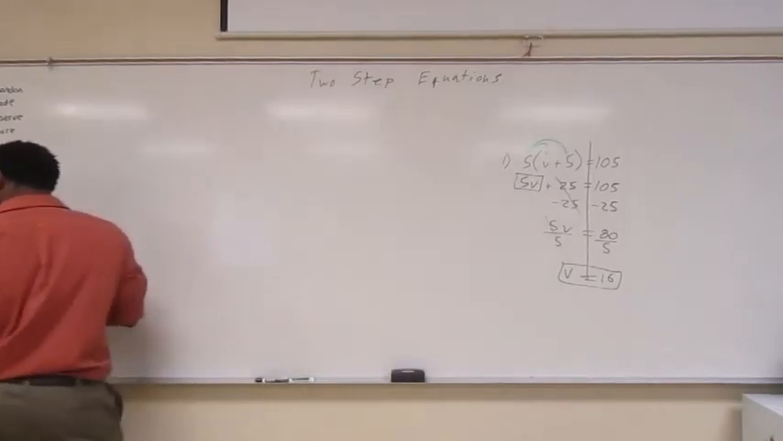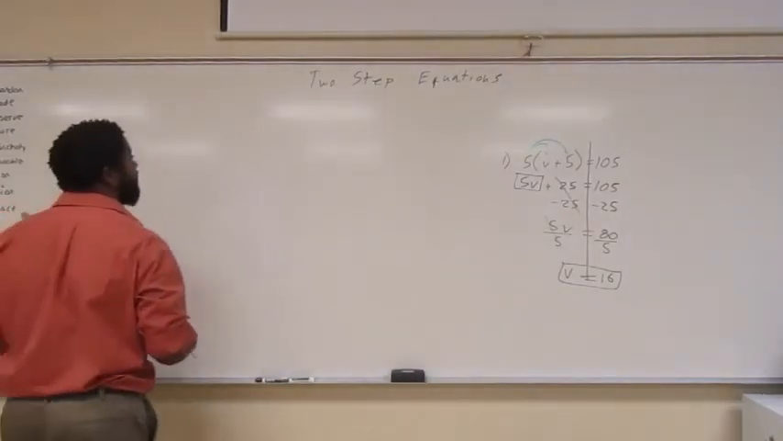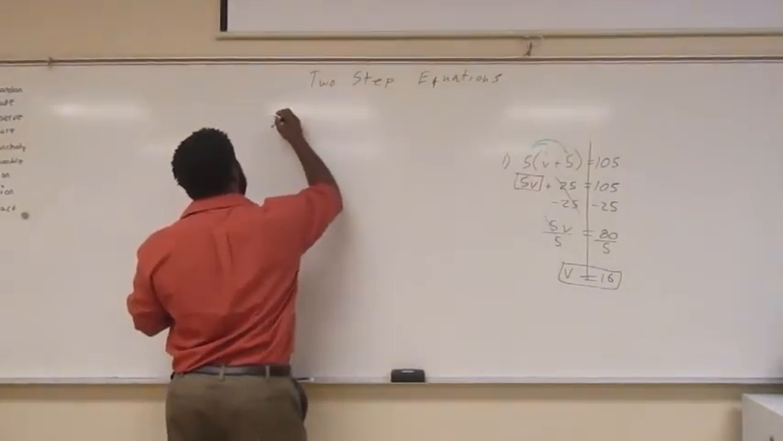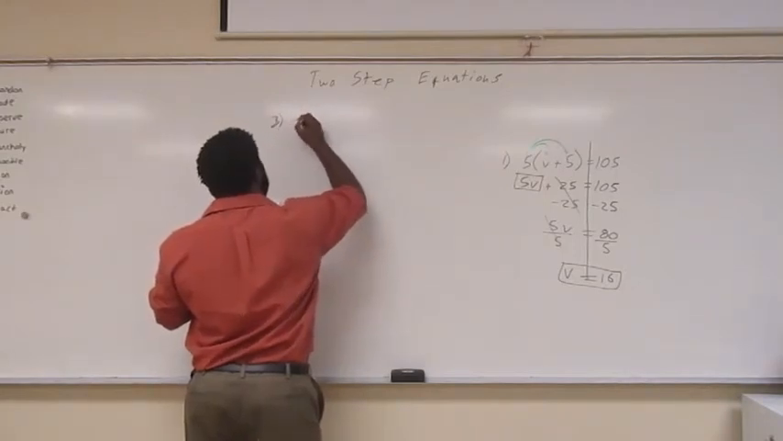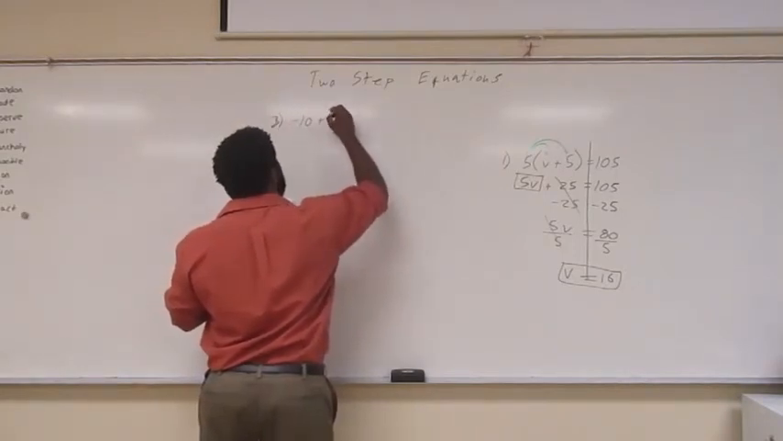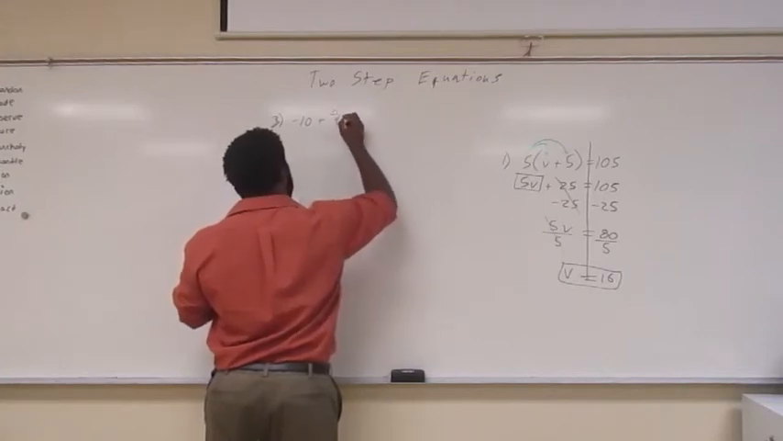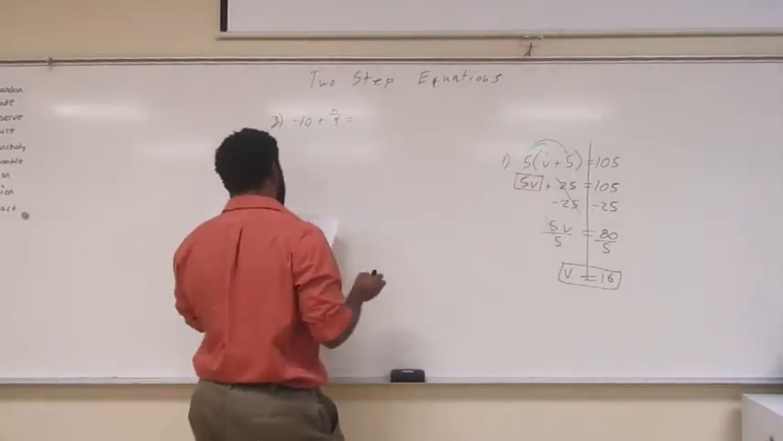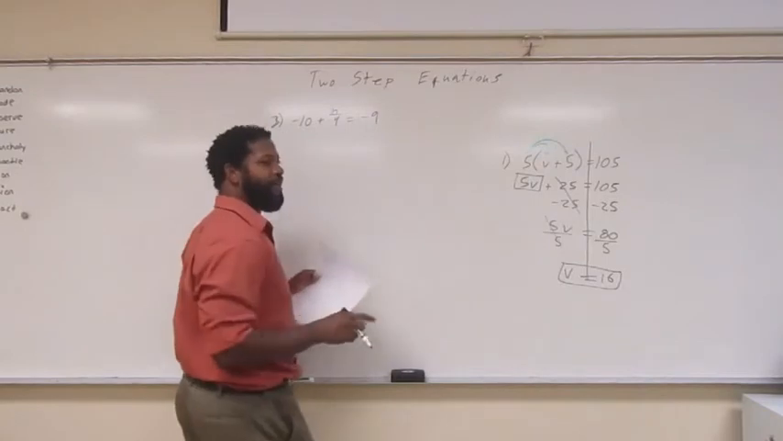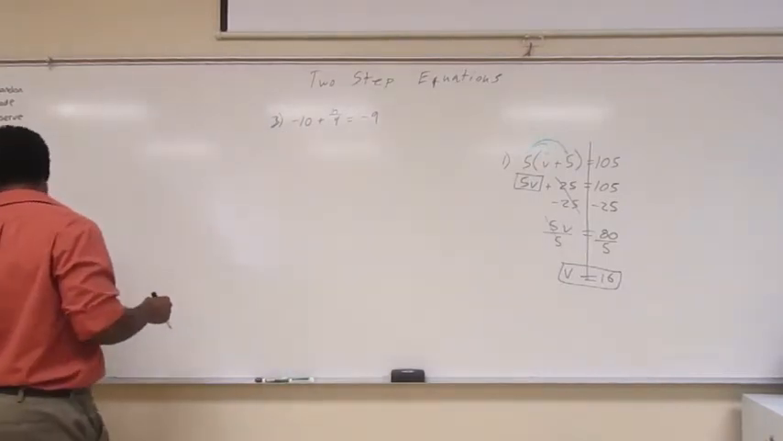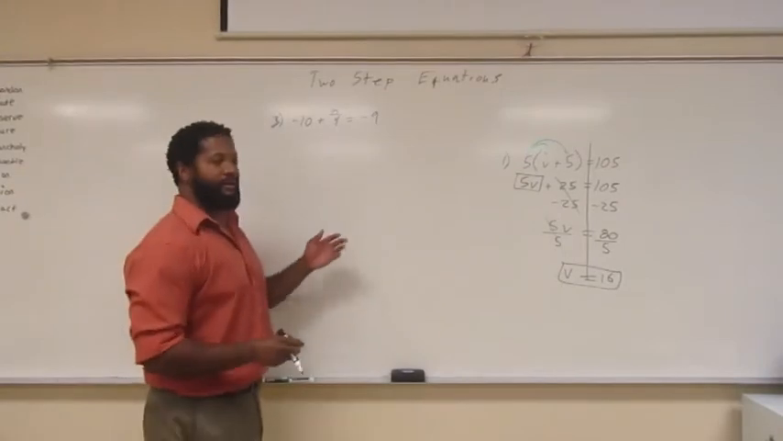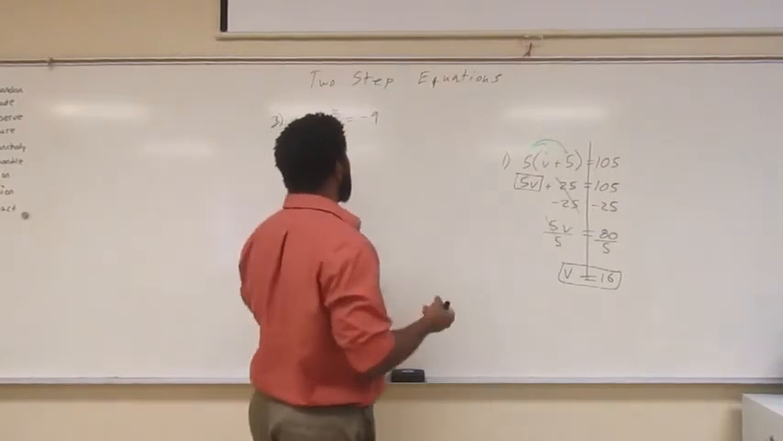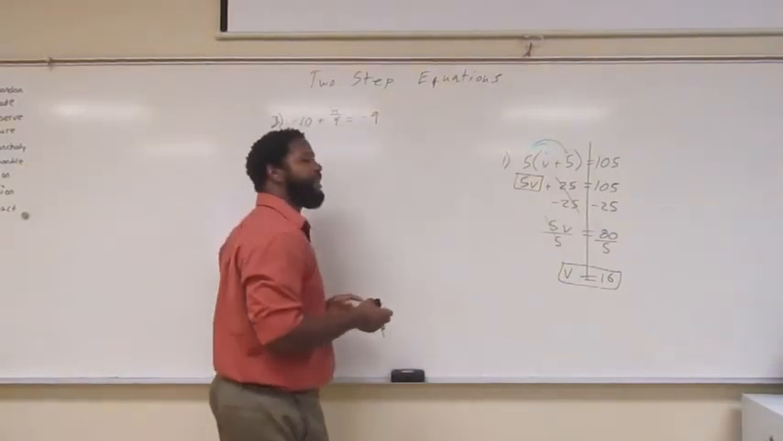So, today's like a review day. Number 3, you have negative 10 plus n over 4 equals negative 9. I just want to drive home the point of addition and subtraction before division and multiplication. Okay? Be careful. What's happening between the n and the 4?